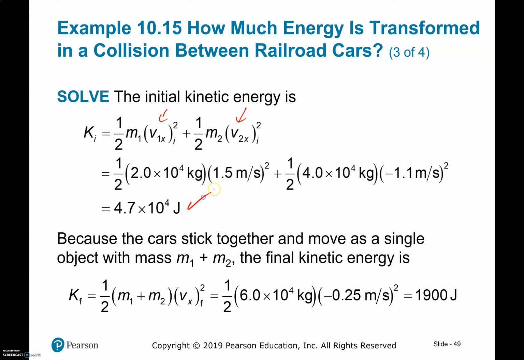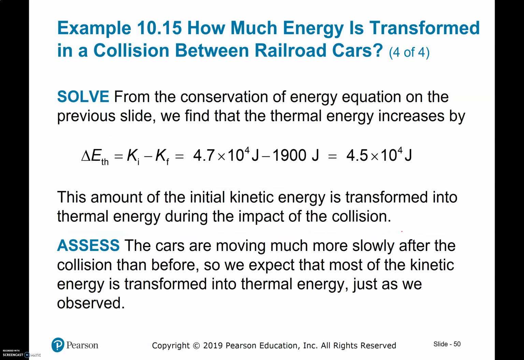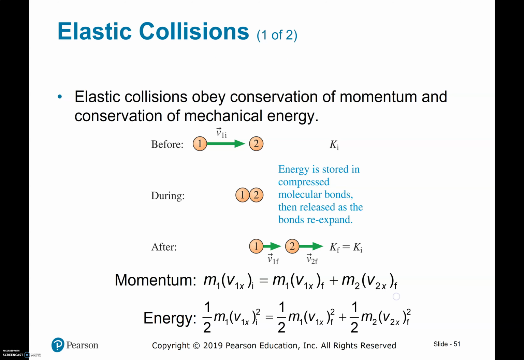So that gives me 4.7 times 10 to the 4 joules. The final kinetic energy is the energy of motion of the two trains when they are stuck together. That's why we have the mass here. That gives me 1900 joules. And then from there, I can solve for the energy that is released as heat, which is the difference between what I had at the beginning and what I end up with. So that's my heat energy, and that is this much here. So this much energy is released as heat after the collision or during the collision.